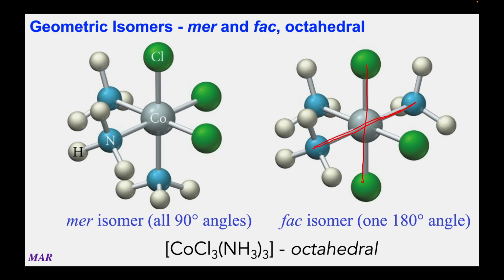Now, that being said, the Mer version, on the other hand, everything's at 90 degrees. There's no chlorine, cobalt, chlorine 180 degrees, which we had on the Fac version. If you have everything at 90 degrees, you're going to have a much more polar molecule. So generally speaking, Mer isomers are more reactive. They're more polar than the Fac isomers. Fac isomers are still polar, but not as polar as the Mer forms. So if you see Mer and Fac, you know now what it means.